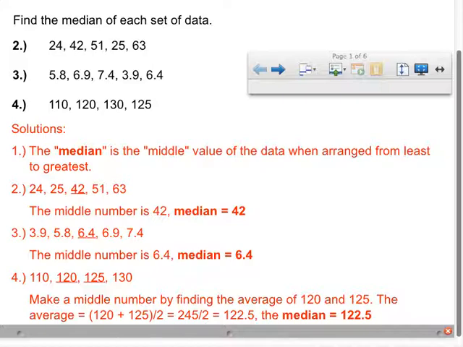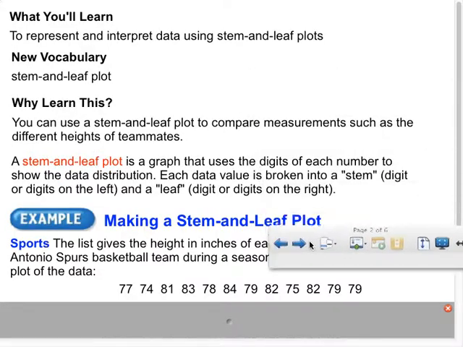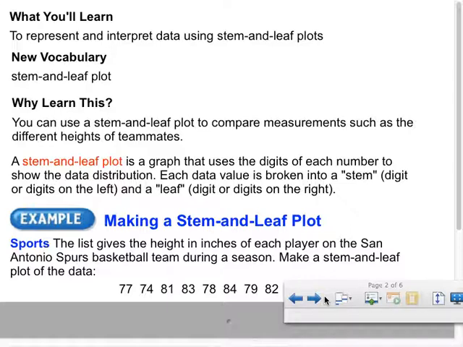Now, here's what we're covering for today. I'm going to go ahead and read this to you guys since I'm putting this up on the class channel. What you'll learn: to represent and interpret data using stem and leaf plots. The new vocabulary: stem and leaf plot. Why learn this? You can use a stem and leaf plot to compare measurements such as the different heights of teammates. A stem and leaf plot is a graph that uses the digits of each number to show the data distribution. Each data value is broken into a stem, digit or digits on the left, and a leaf, digit or digits on the right.